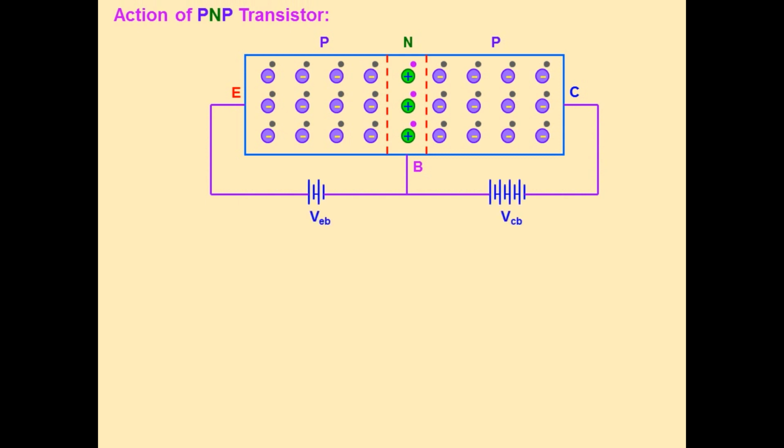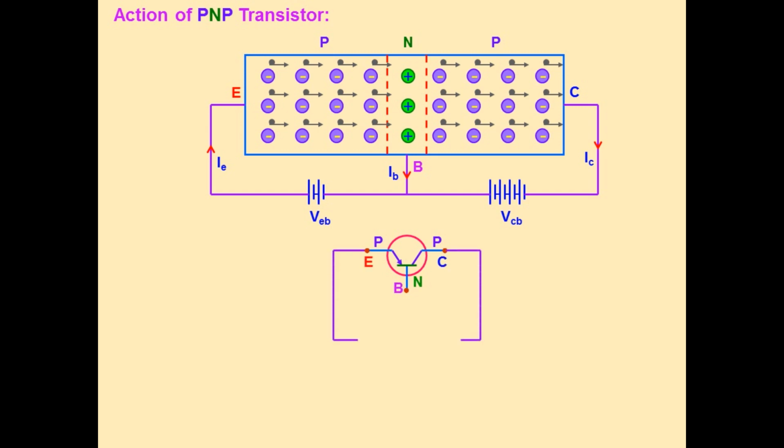In the action of a PNP transistor, when it is connected to an external circuit, the positive terminal of VEB repels the majority charge carriers in the emitter and they move to the base junction, and only 5% neutralize. The remaining about 95% move to the collector region, and those holes are attracted by the negative terminal of VCB. In a PNP transistor also IE equals IB plus IC, and IB is only 2% to 3% of IE. IC is 97% to 98% of IE.